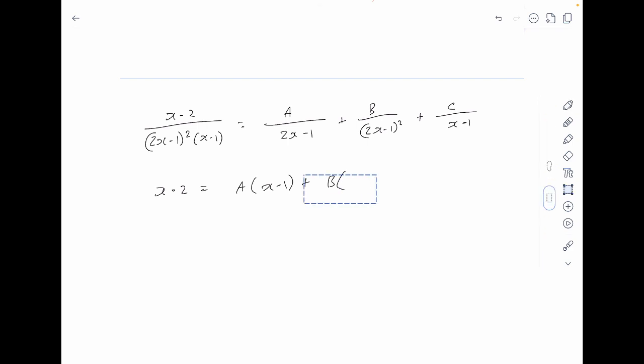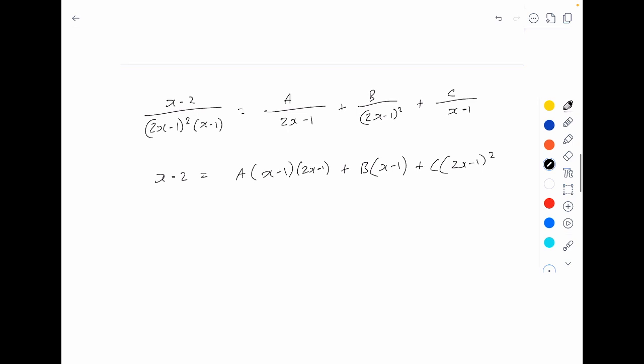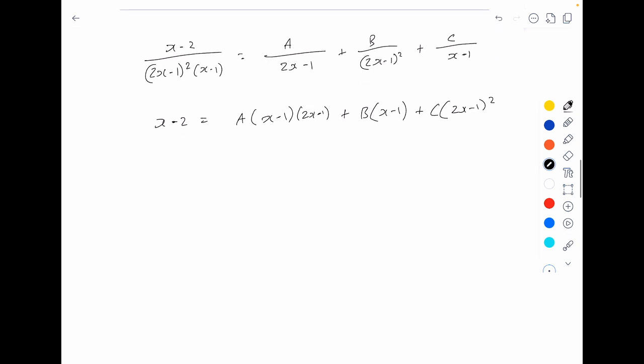That should be x minus 1 and 2x minus 1, because it's repeating. Then it's plus b over x minus 1, plus c over 2x minus 1 squared. From here we're going to equate coefficients, because if we just plug in x equals 1 or x equals a half, we'll find it difficult to find a. So we might as well just do the coefficients method.